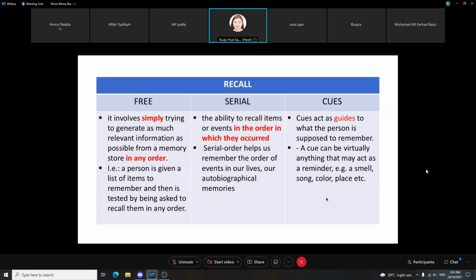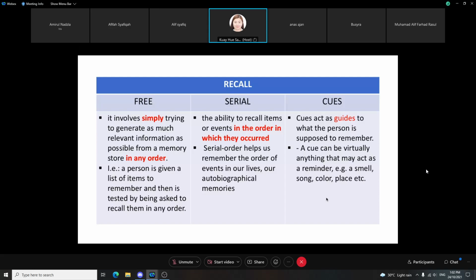Free recalling simply involves trying to generate as much relevant information as possible from a memory stored, in any order at all. That is what you do when you want to answer an essay question. It's just freely recalling whatever you can remember, and that's it. That's why everyone will be scratching their heads while doing essay questions, because they're trying to make their brain remember. And then a person is given a list of items to remember, and then is tested by being asked to recall them in any order, for example.